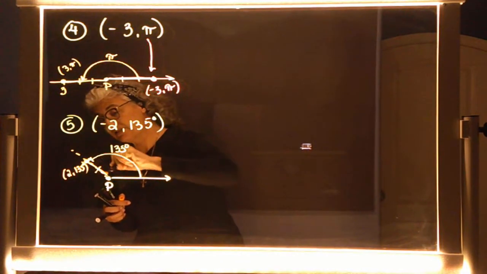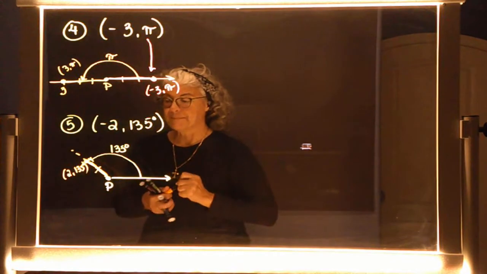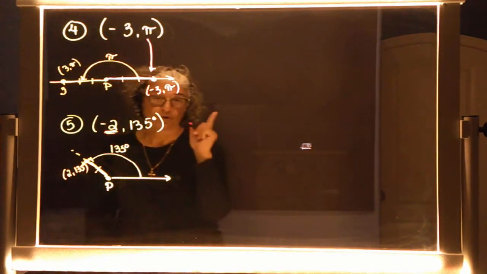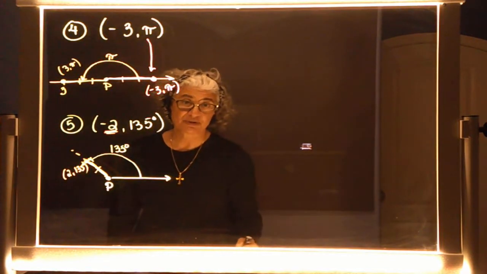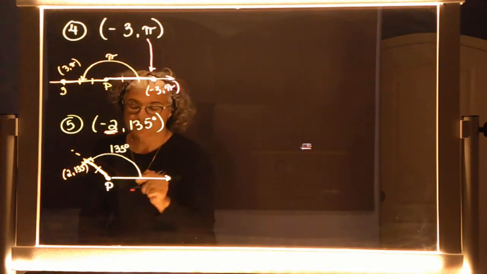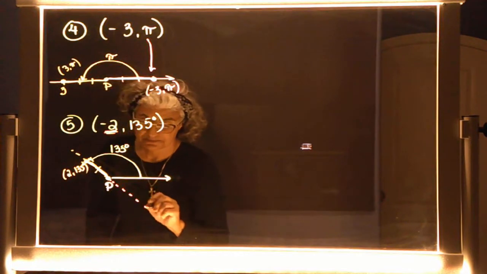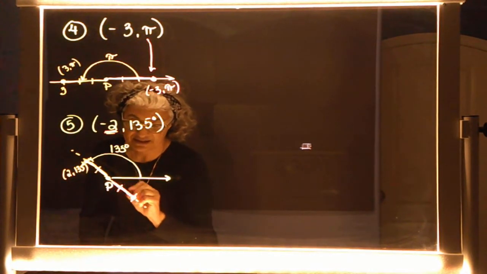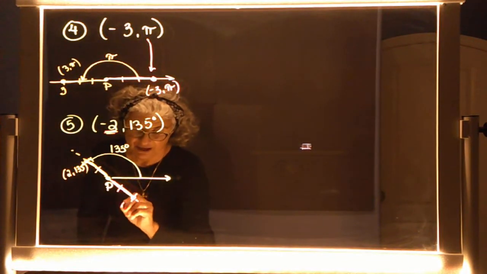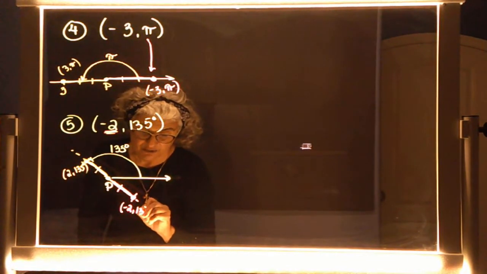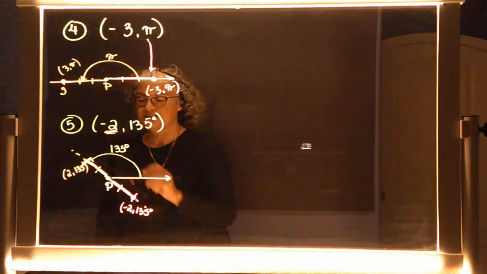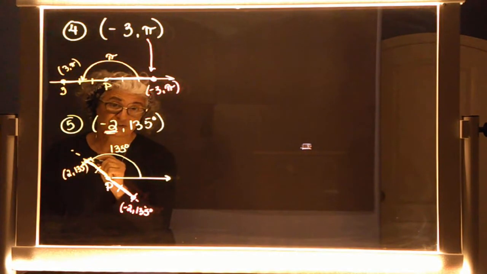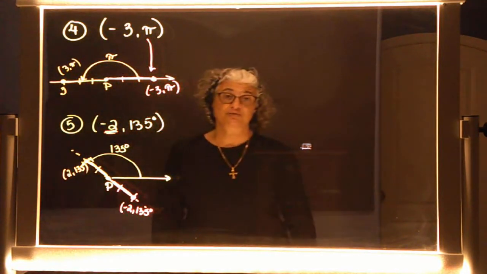Because this is a distance of 2 spaces. But this isn't a positive 2, this is a negative 2, which means I need to go in the exact opposite direction by 2 spaces. Right here, this still has a distance of 2, but now it's negative 2, comma 135 degrees. This is exactly 180 degrees away from where the positive 2, 135 degrees would have been.